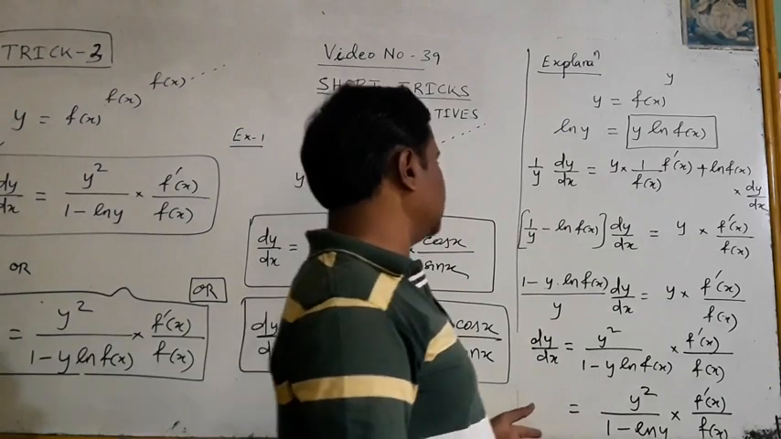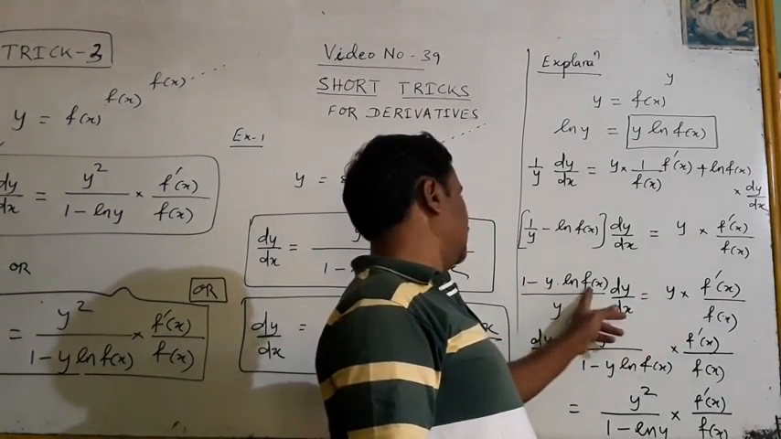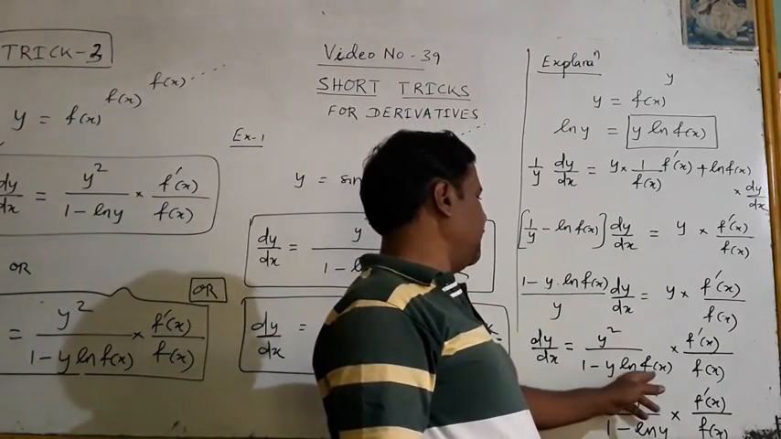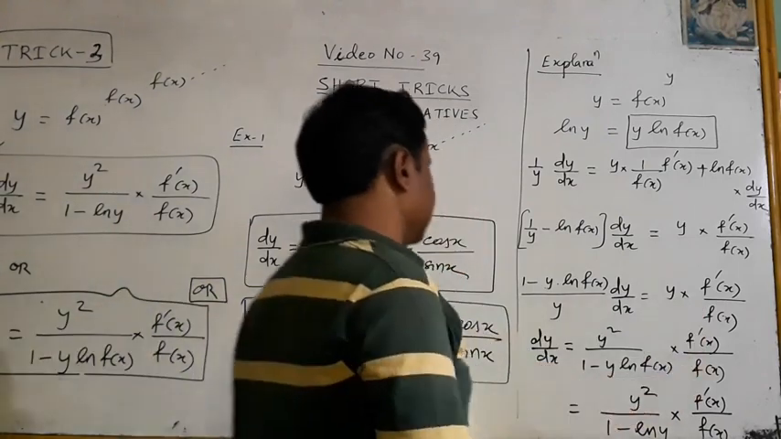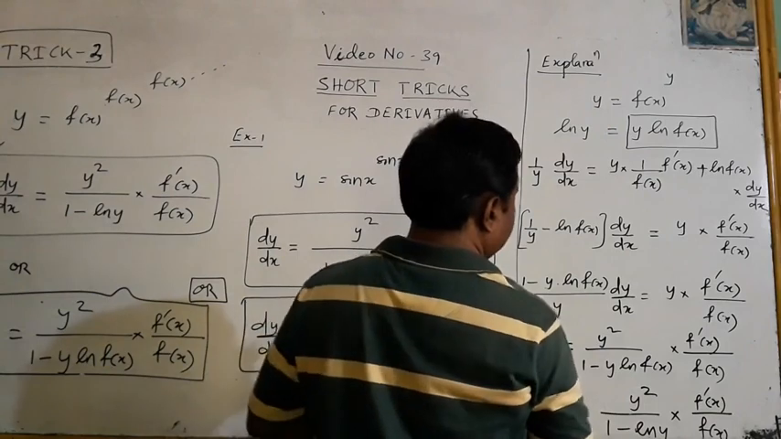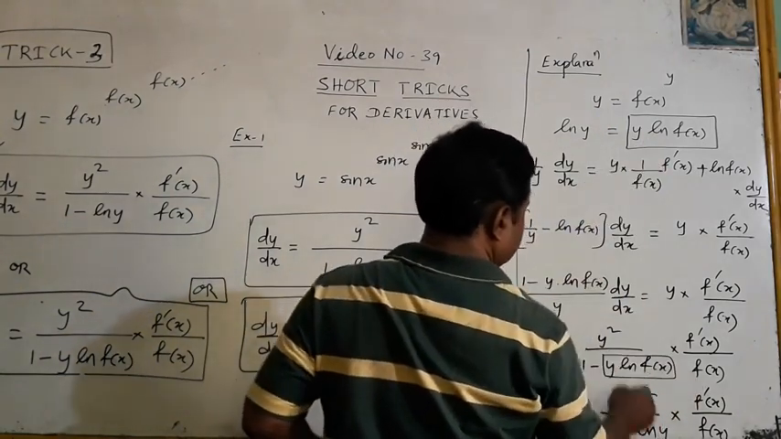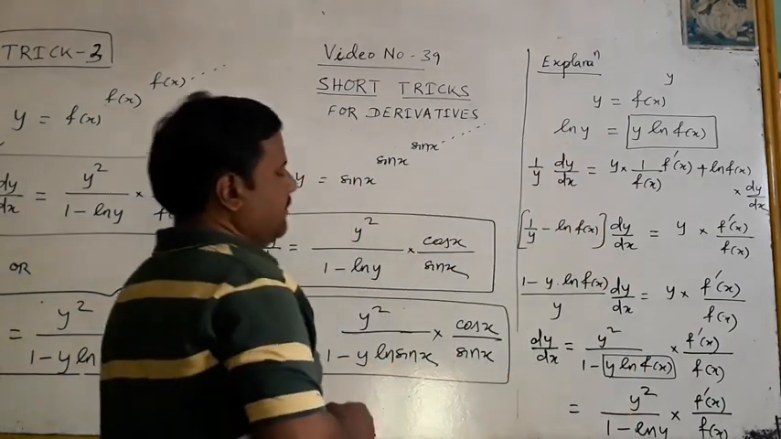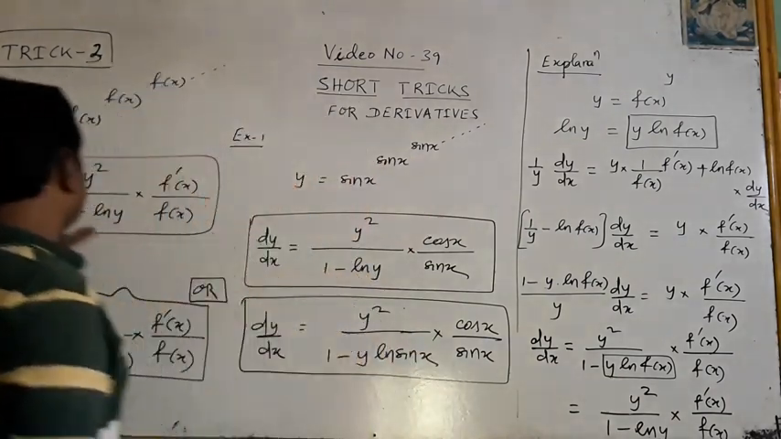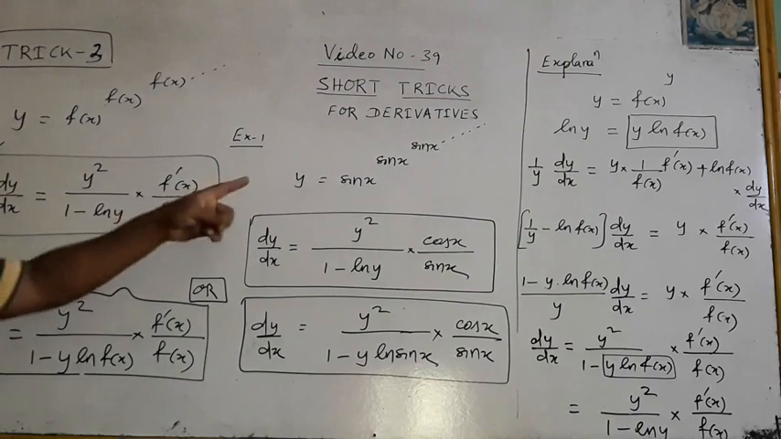Then dy by dx is what? If we multiply by y, it becomes y square and goes to the denominator: 1 minus y ln f(x) into f dash x by f(x). And you will write y square over 1 minus y ln f(x), or in place of y ln f(x) you can write ln y, into f dash x by f(x). This is the formula, you have to remember it, and that is the explanation.